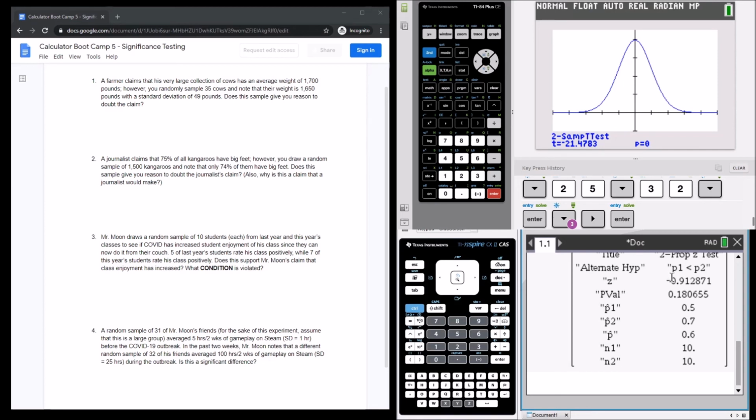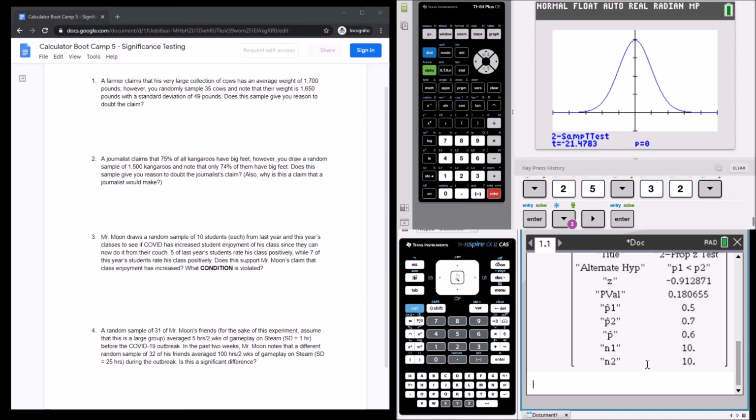Well, Z is negative 0.91. That gives us a p-value of 0.18. That's not lower than 0.05, so it's probably not significant. It doesn't give us statistically significant evidence that class enjoyment has increased. By the way, look at this problem closely and see if you can spot the condition that's violated here. I'll give you a hint, you want to focus on sample size, but it's not the fact that n is less than 30. It's actually something a little different.